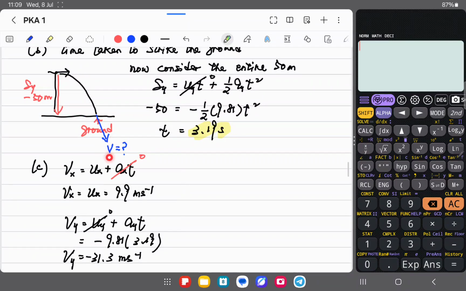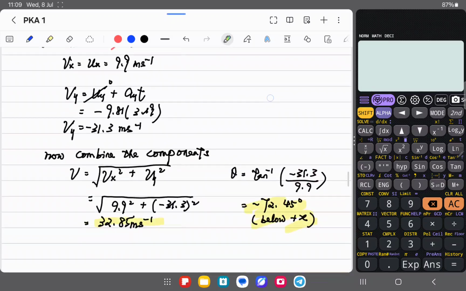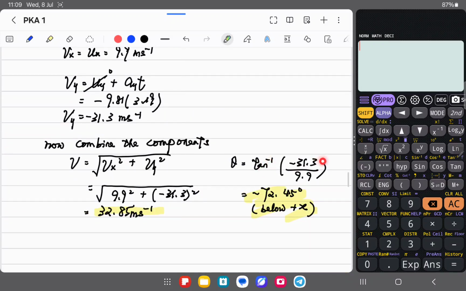Because velocity is a vector quantity, how do I find the direction? This is the angle at which the object will strike the ground, so I can use shift tangent, opposite divided by adjacent. I take Vy over Vx, negative 31.3 divided by 9.9, so I'll get the direction will be negative 72.45 degrees. The negative tells you that the velocity is pointing below horizontal.